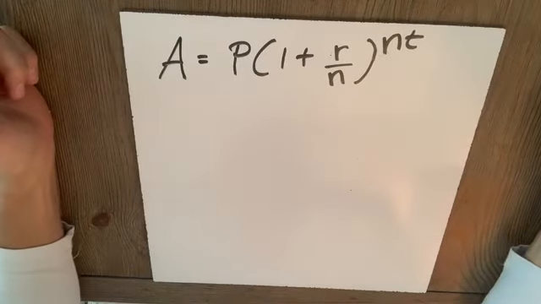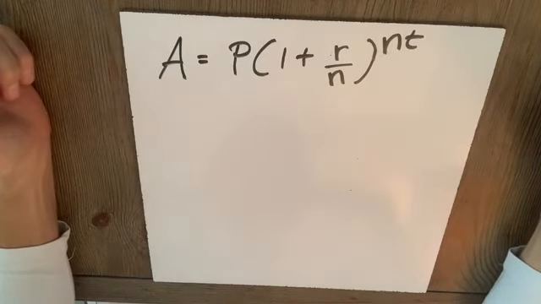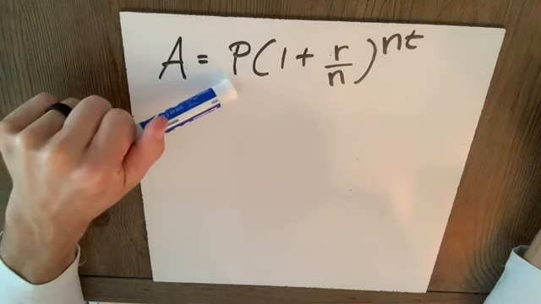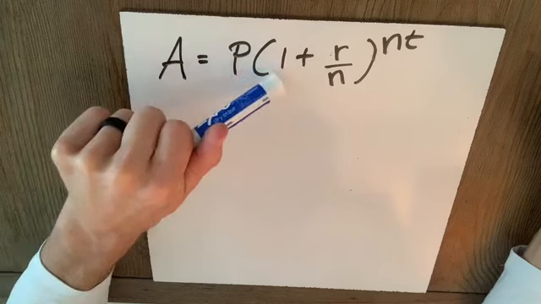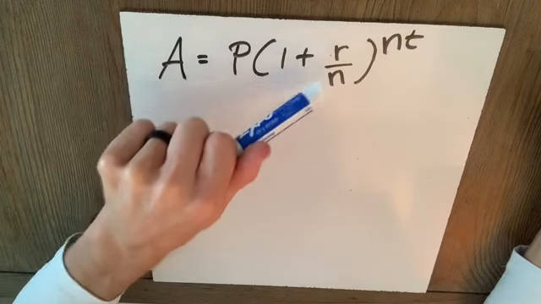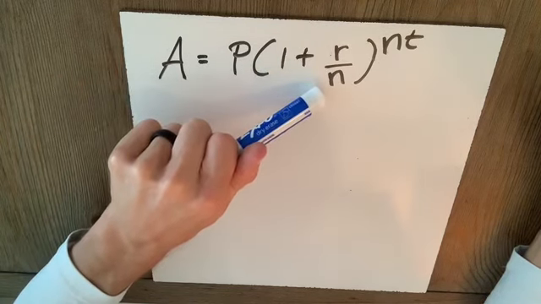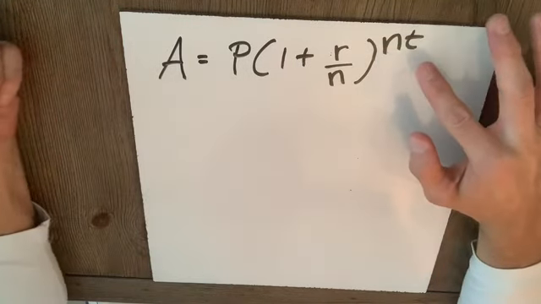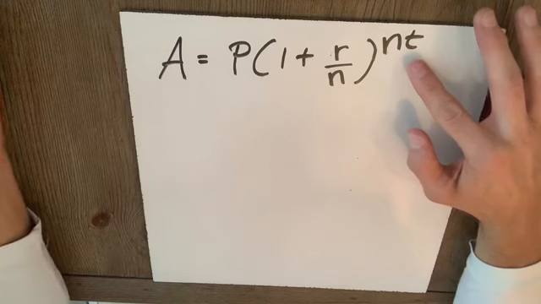So I'm going to do a little fancy math for you here. We're considering this amount in your account balance is equal to the original principal times 1 plus the interest rate divided by the number of times you compound per year, all raised to the number of times you compound per year times the number of years.